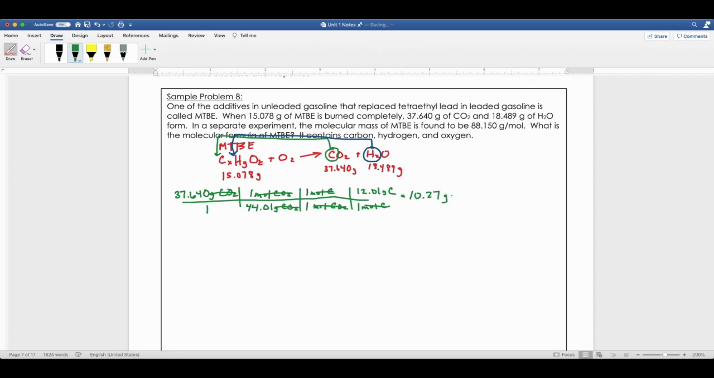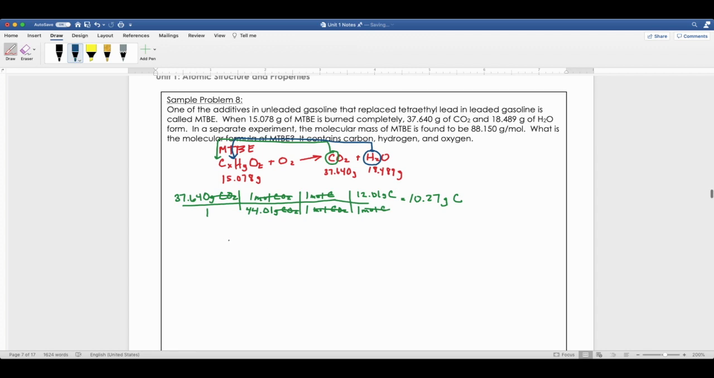10.27 grams of carbon. So of this 15.078 grams of MTBE, 10.27 grams of that is carbon, right? Technically this is how much carbon is in the CO2, but because all of the carbon from here went into that, it's the same thing. Let's do the same thing for water. It's not asking us for a percent, and I don't need to do a percent because you're making more work for yourself. Let's do the water sample here, so figure out how much hydrogen is in this sample.